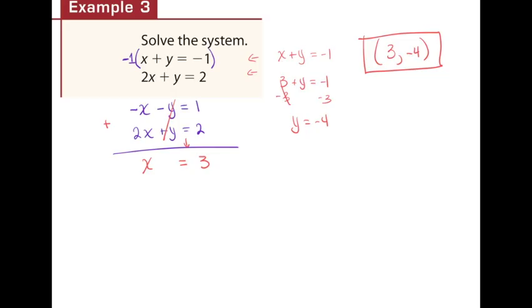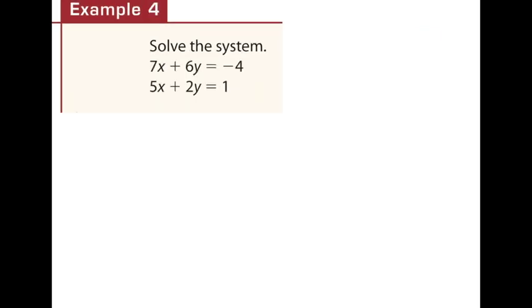Look at example 4. All right, you'll notice here, none of my coefficients are the same number. Here I have a 7 and a 5 for my x's, and I have a 6 and a 2 for my y's. But one of these is easier to get to an opposite than the other. If I were to do 7 and 5, I would have to get a multiple that's true for both of those, right? Which would be like, what, 35? We don't want to get that to 35.